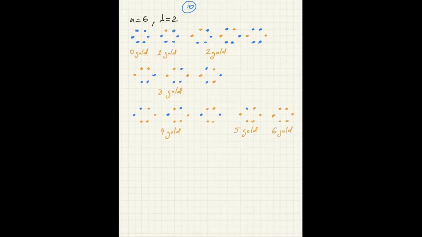6 gold. So if you count them, how many do we get here? So it looks like there are 13 in this situation. So that's clearly not a method that you want to use for larger numbers. So how do you solve this using Burnside Lemma?